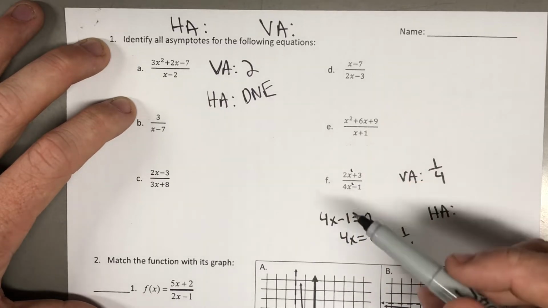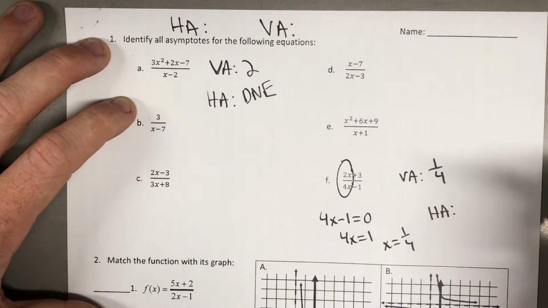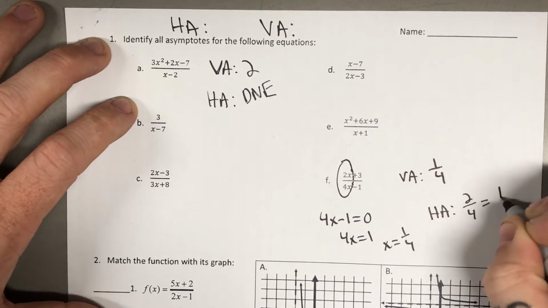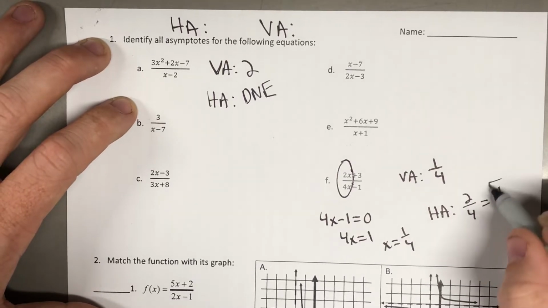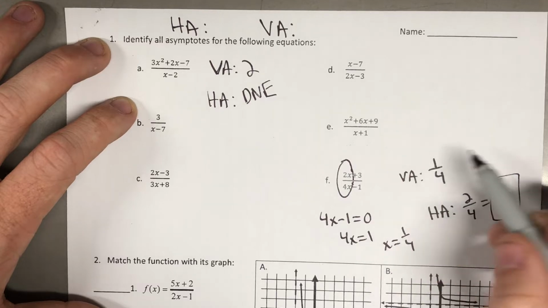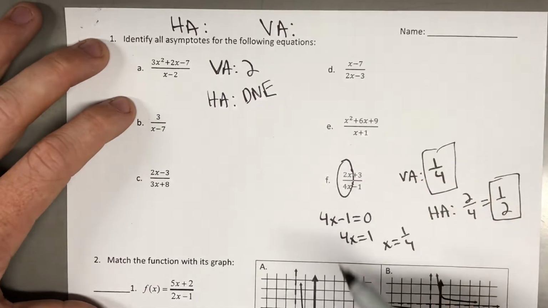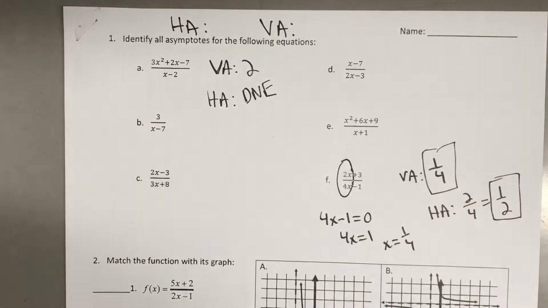So because they have the same degree, you want to divide the coefficients of these two. So we have 2 divided by 4, which reduces down to 1/2 or 0.5, whatever you choose to do. So your horizontal asymptote is 1/2, and your vertical asymptote is 1/4. And it's going to be like that for the rest of them. Make sure that you're reading the question, because we're not dividing these, we're just identifying the asymptotes.